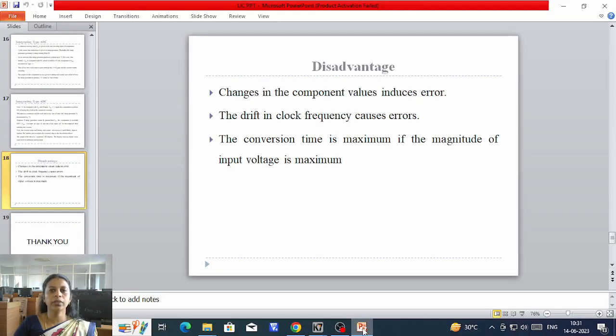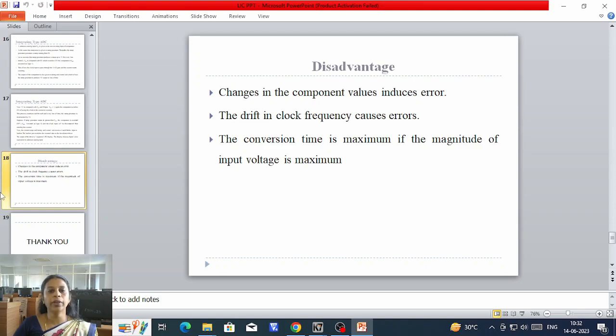The disadvantage of this integrating type analog to digital converter is its error. Since there is a change in the component values, it induces an error. Also the error can occur by the drift in clock frequency. The conversion time is maximum when the magnitude of the analog input is maximum. It means the conversion time will be elongated because of the higher magnitude. The ramp goes on increasing by 1 volt in 1 millisecond of time, so the number of comparisons will be higher, which takes a longer time. That is the drawback of this integrating type analog to digital converter.